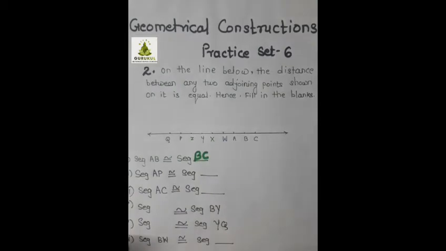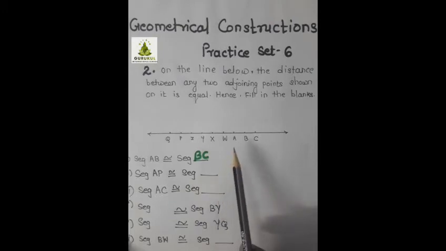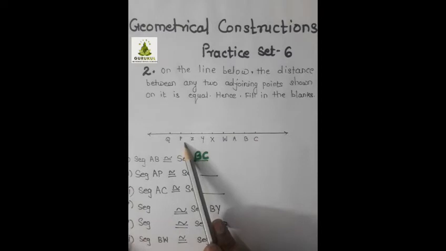Answers I am writing with the green pen so that it is easily visible to you. Next question is segment AP is congruent with segment dash. Where is point A? Here. Where is point P? Here. Count the number of segments between A and P.